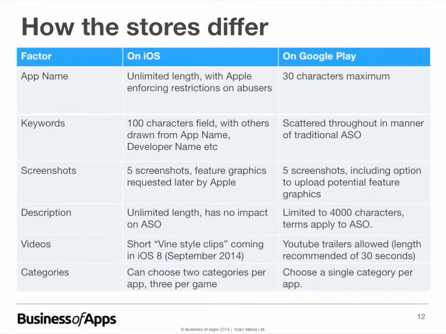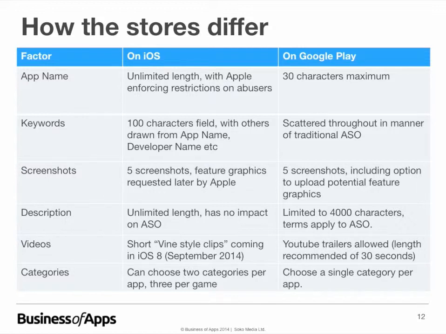But it's not drawn from, say, the app description. There's only a handful of places where it's actually drawn from. Whereas in Google Play, it's scattered throughout in the manner of traditional SEO or ASO, so you've got it throughout the app name, the developer name, etc. But the App Store description as well can be keyword led, and you can have multiple keywords in there to season it with that extra bit of searchability.